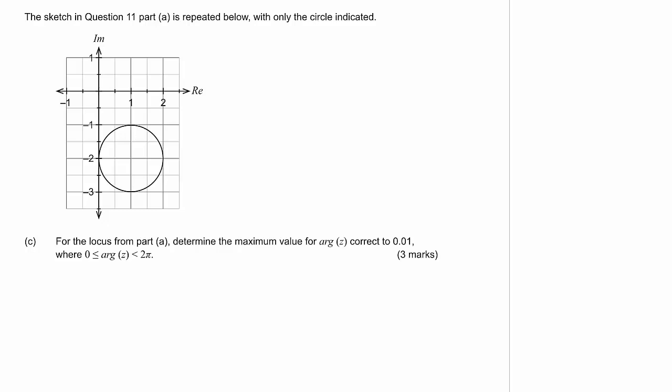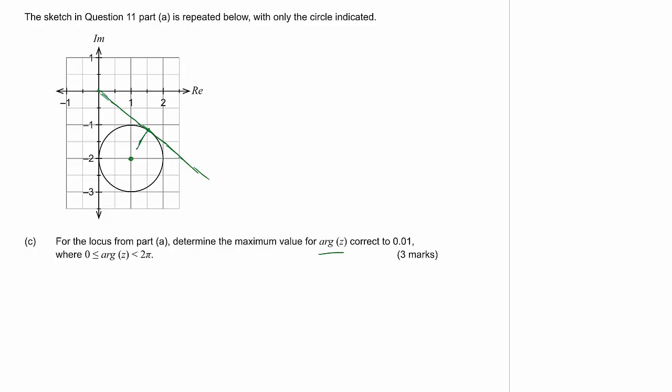The sketch in part A, which is the circle, is repeated without the shading, basically. For the locus from part A, determine the maximum value for arg z correct to 0.01, which needs to be in radians. So basically that's going to be the smallest negative angle in this case. So this is going to be a tangent to the circle from the origin, because it says arg z, so we're centred at the origin.